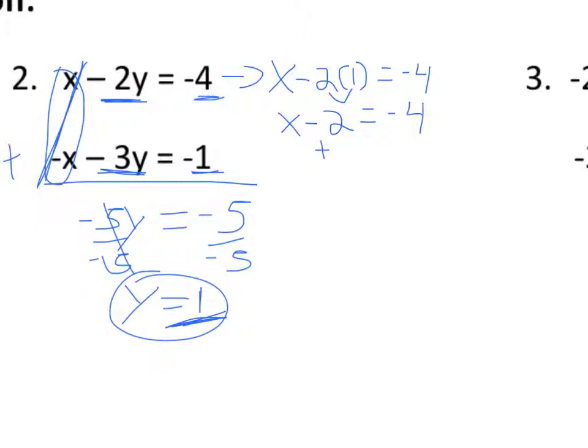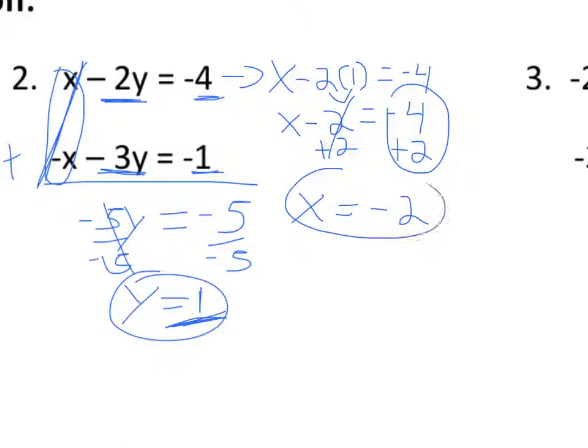Then I add the 2 to both sides. So this -4 plus 2 is what? -2. And then I have both of my variables. x is -2 and y is 1. So the ordered pair for this is -2, 1.